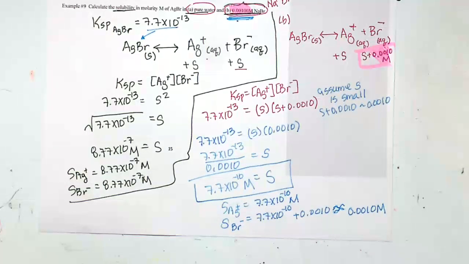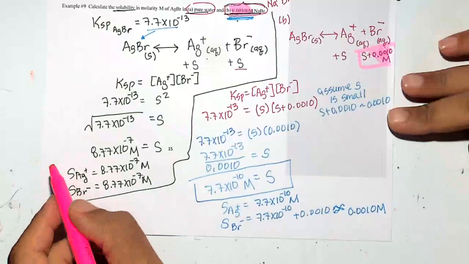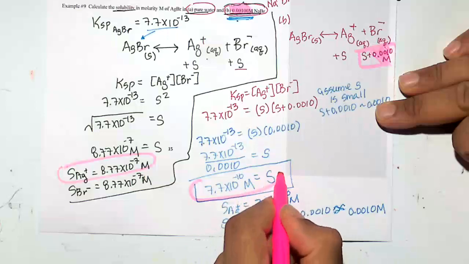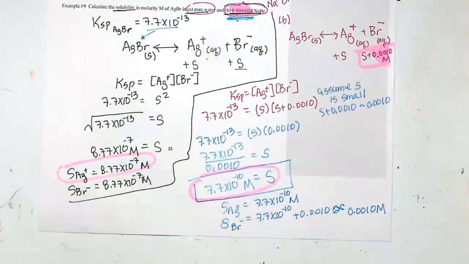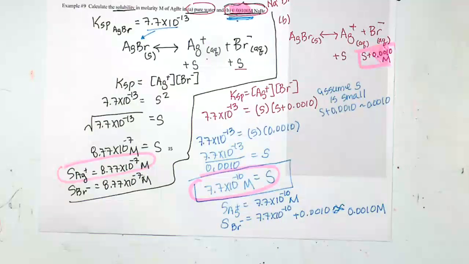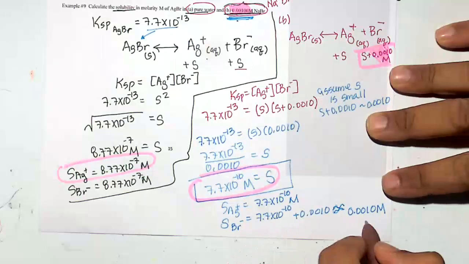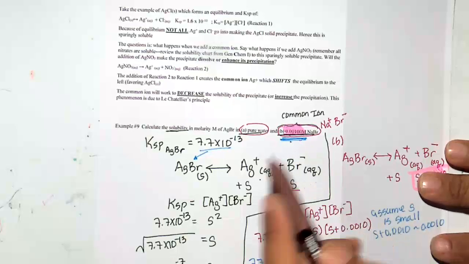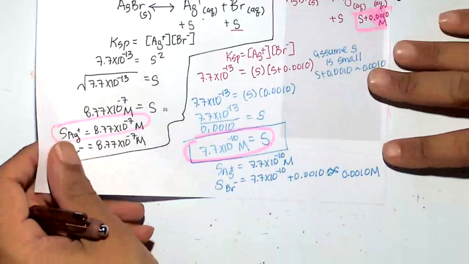So in the presence of the common ion, what has happened? At least in the case of the solubility of Ag plus, the solubility has decreased. It was 10 to the minus 7, and it went all the way to 10 to the minus 10. So yes, the common ion will decrease solubility. And your solubility of bromide was 10 to the minus 10. Most of it is coming from the common ion, which is your solvent, 0.0010 molar sodium bromide.